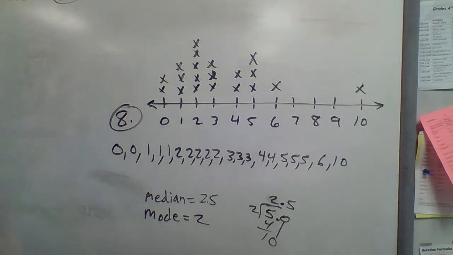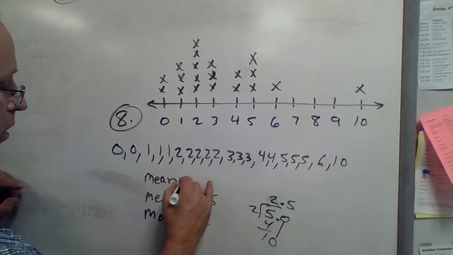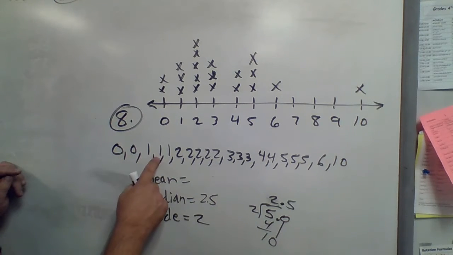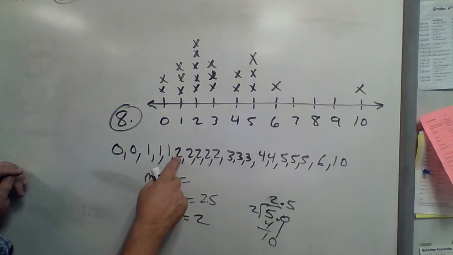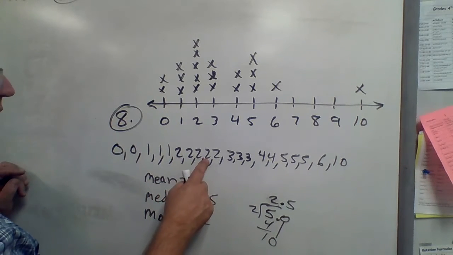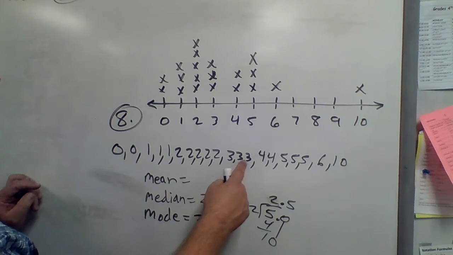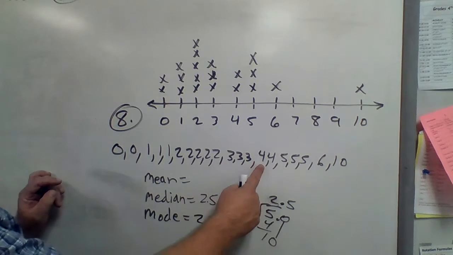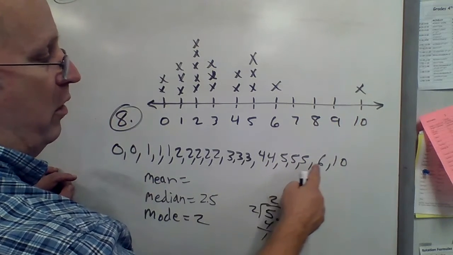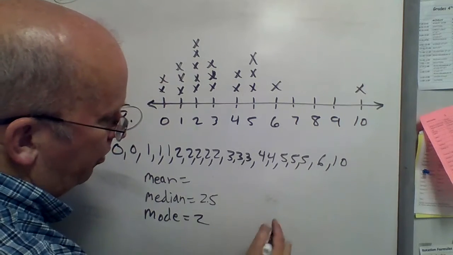Now, how do we find the mean? Oh boy, here it comes. We got to add up all these numbers. 1 plus 1 is 2, plus 1 is 3. 3 plus 2 is 5, 7, 9, 11, 13, 16, 19, 22, 26, 30, 35, 40, 45, 51, 61. All of these numbers add up to equal 61.